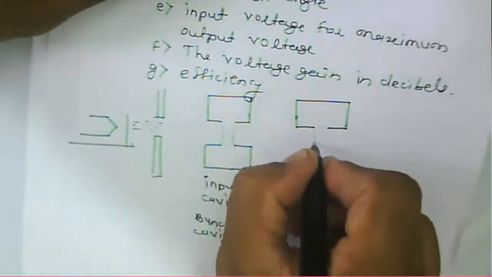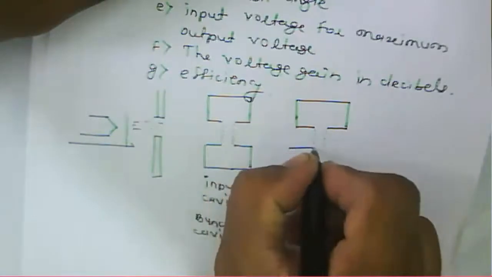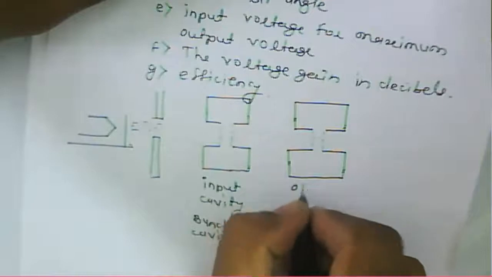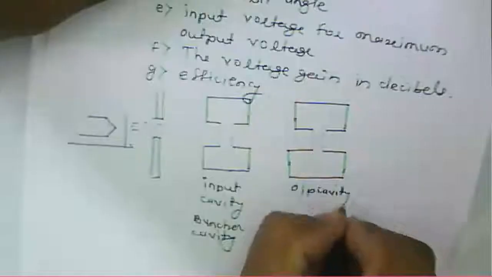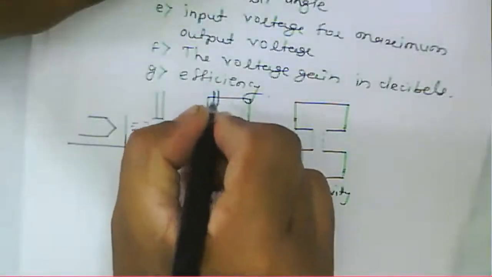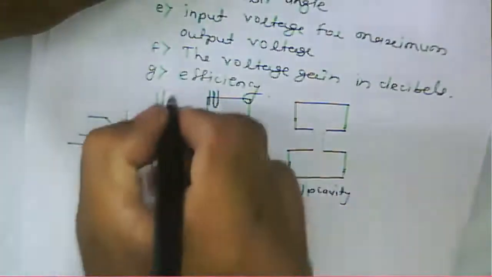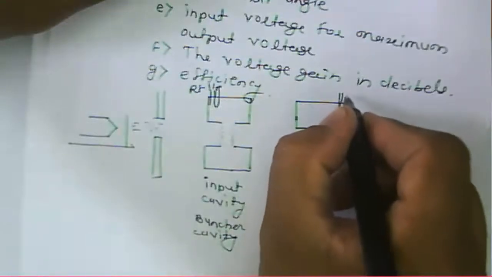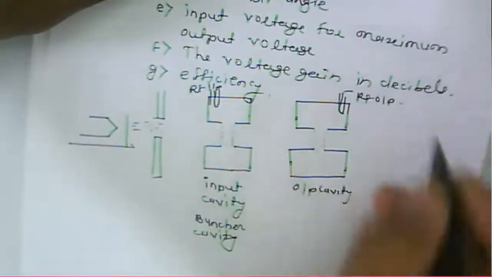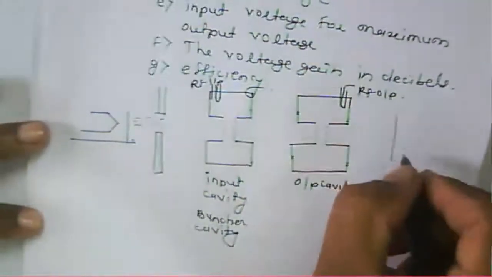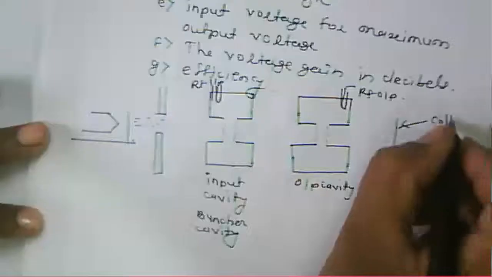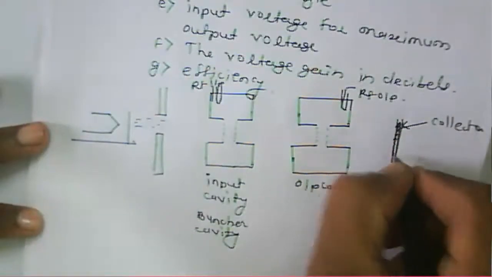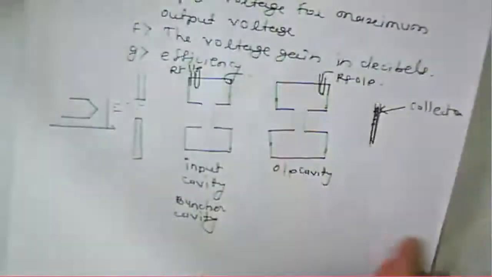This is the second cavity, or you can say the output cavity, because here a coupling probe is inserted. We provide the RF input, and here the coupling probe will take the RF output, and here we have a collector. Now that's your two cavity Klystron.